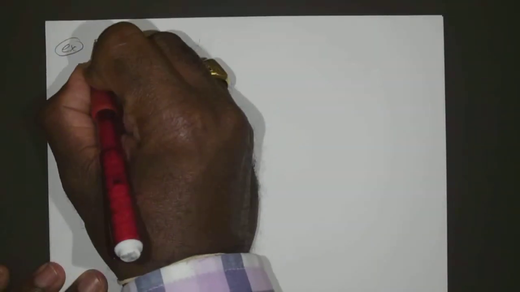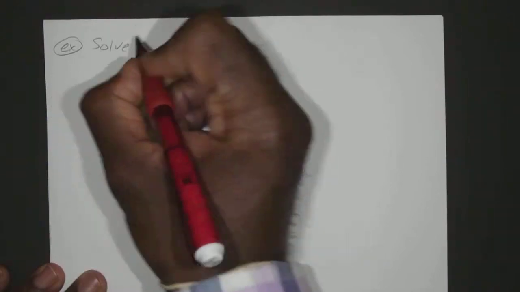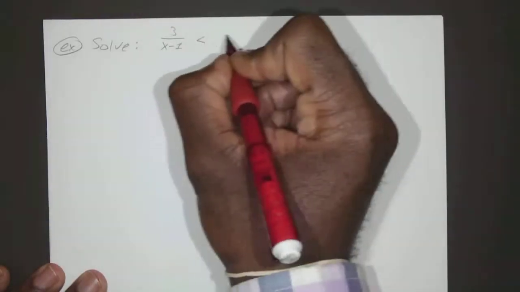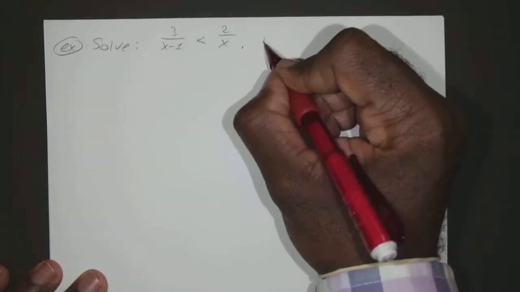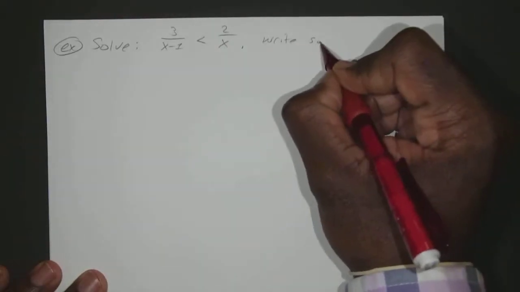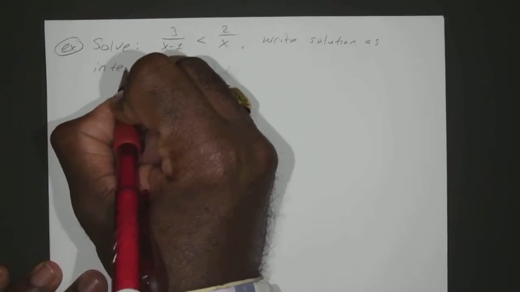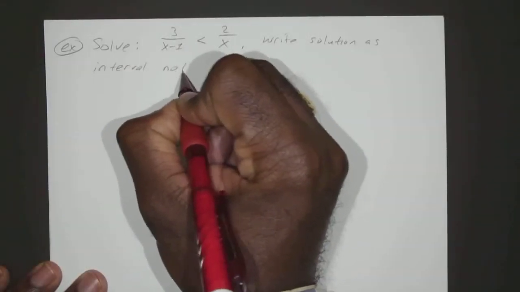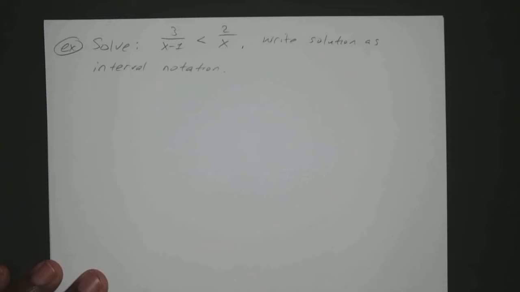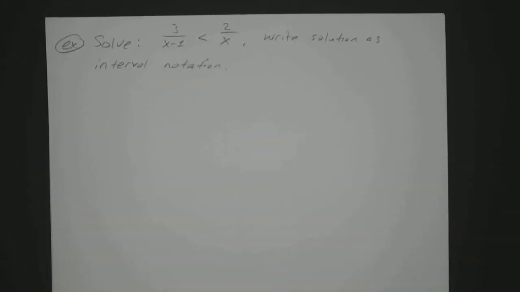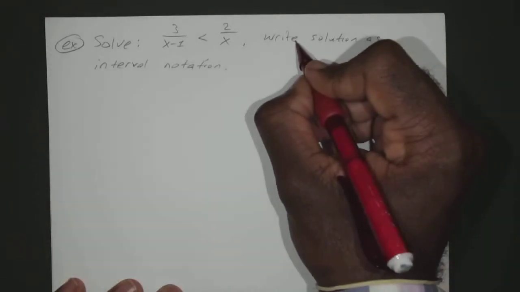So let's say if you wanted to solve 3 over x minus 1 is less than 2 over x. Right, solution as interval notation. Clean that up a little bit.